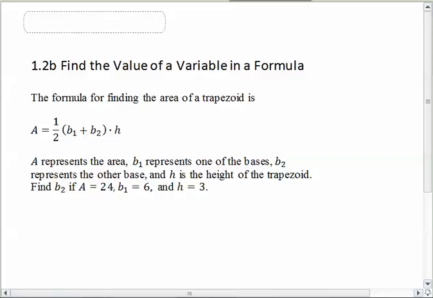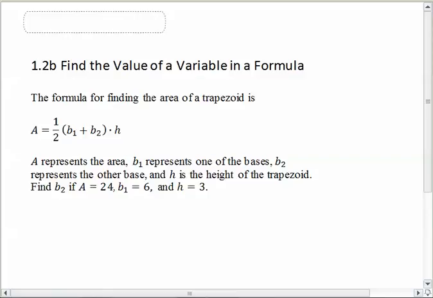The formula for finding the area of a trapezoid is A equals 1/2 times the quantity B1 plus B2 times H. A represents the area, B1 represents one of the bases, B2 represents the other base, and H is the height of the trapezoid. It says to find B2 if A is 24, B1 is 6, and H is 3.